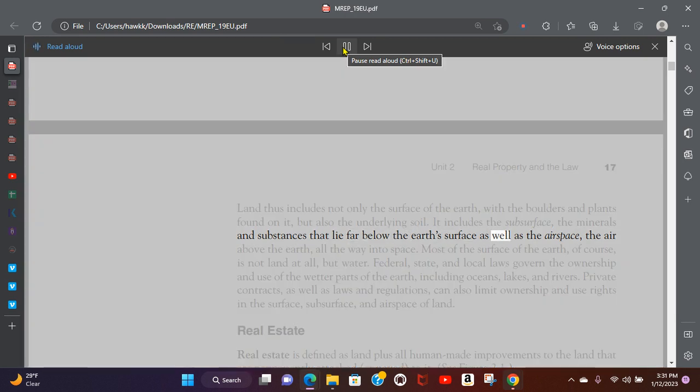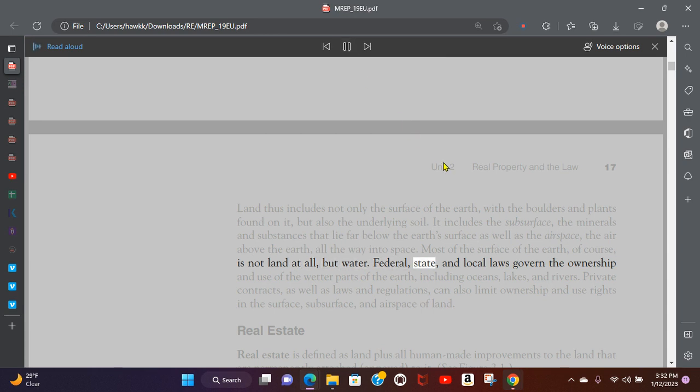Far below the Earth's surface, as well as the airspace, the air above the Earth, all the way into space. Most of the surface of the Earth, of course, is not land at all, but water. Federal, state, and local laws govern the ownership and use of the wetter parts of the Earth, including oceans, lakes, and rivers. Private contracts, as well as laws and regulations.